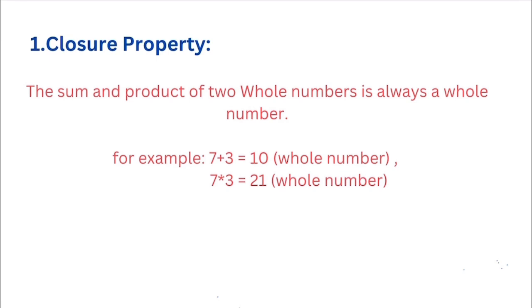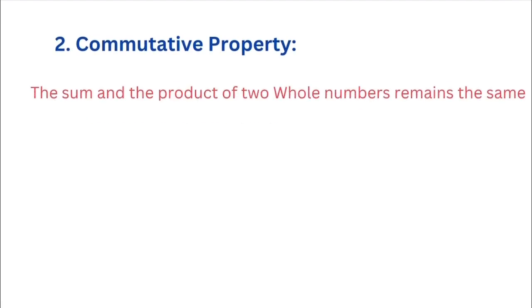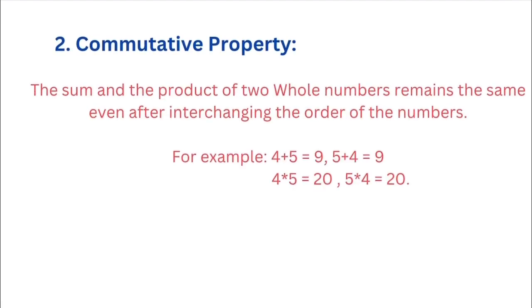Now, next is the commutative property. The sum and the product of two whole numbers remain the same even after interchanging the order of the numbers. So as you can easily see, 4 plus 5 is equal to 9 and 5 plus 4 is also 9, right? And if we do their product, 4 into 5 is equal to 20 and 5 into 4 is equal to 20.